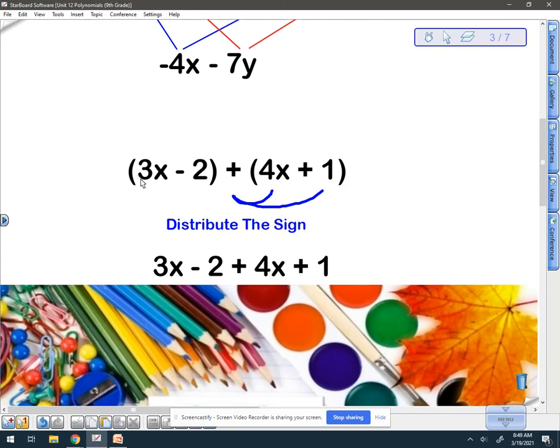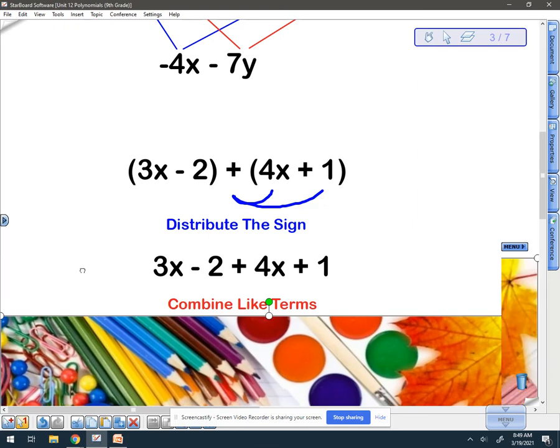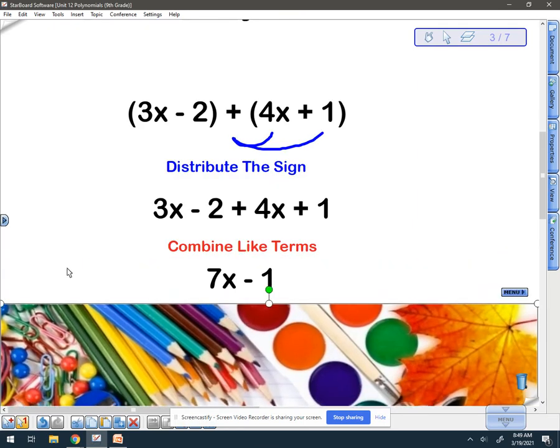Bring down the one in the front, it stays the same, so bring down 3x minus 2. A positive and a positive makes a positive 4x. A positive and a positive makes a plus 1. And then you combine like terms: 7x minus 1.